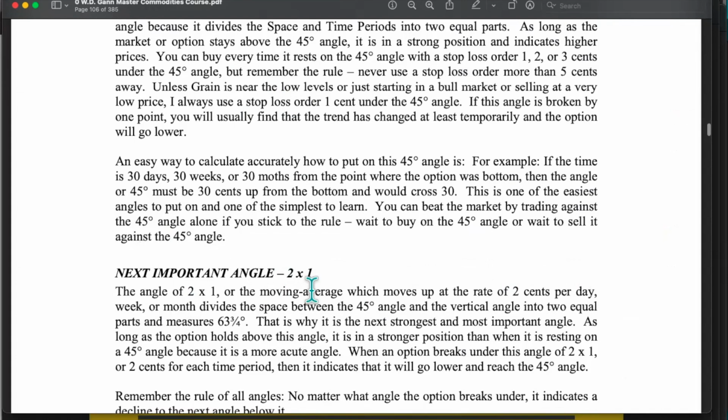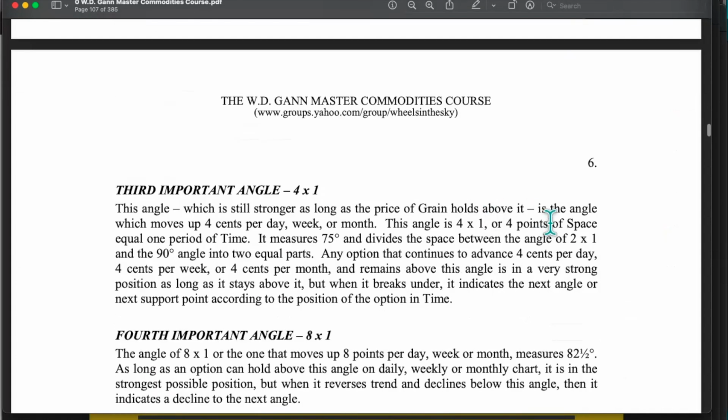Same way, if I look at 4 is to 1, this is 4 points of space equal to one time period. So it is like 4 points of movement in 4 cents per day, or maybe 1 week or 1 month. Whatever it can be, the price is moving by 4 units in 1 unit of time, which can be day, week or month accordingly.